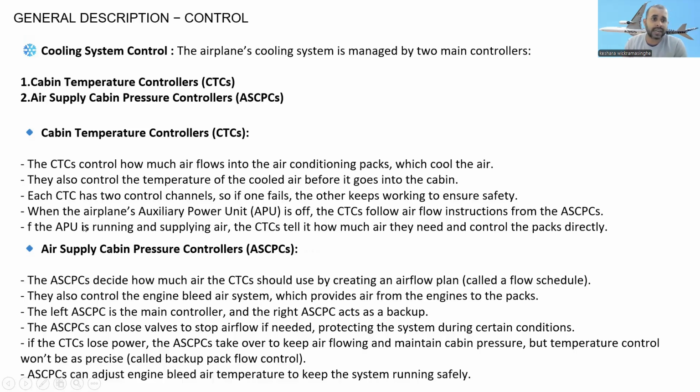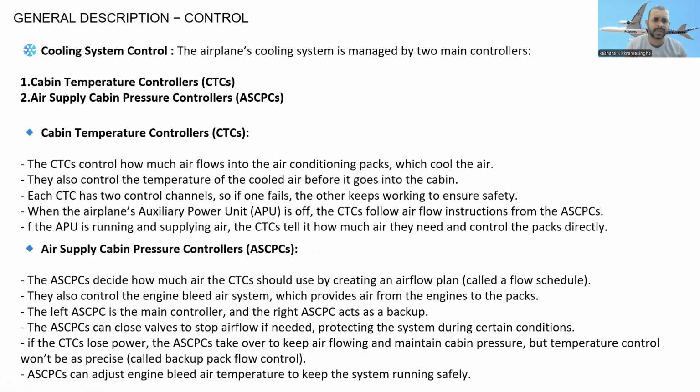When the airplane auxiliary power unit, APU, is off, the cabin temperature controllers follow airflow instructions from the ASCPCs. It means air supply cabin pressure controllers. And if the APU is running and supplying air, the cabin temperature controllers tell us how much air they need and control the packs directly.